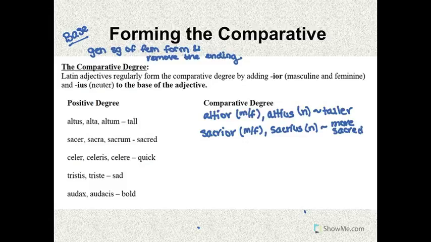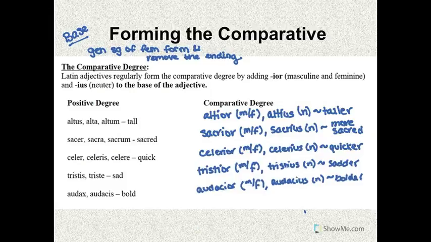Okay, I want you to try finishing the rest of this chart on your own, and in a few seconds, I'll complete it for you on the slides. Go ahead and pause the video now first. Okay, so you should have found clarior for the masculine and feminine, and clarius for the neuter to mean quicker. Tristior for the masculine and feminine, and tristius for the neuter to mean sadder, and audacior for the masculine and feminine, and audacius for the neuter to mean bolder.